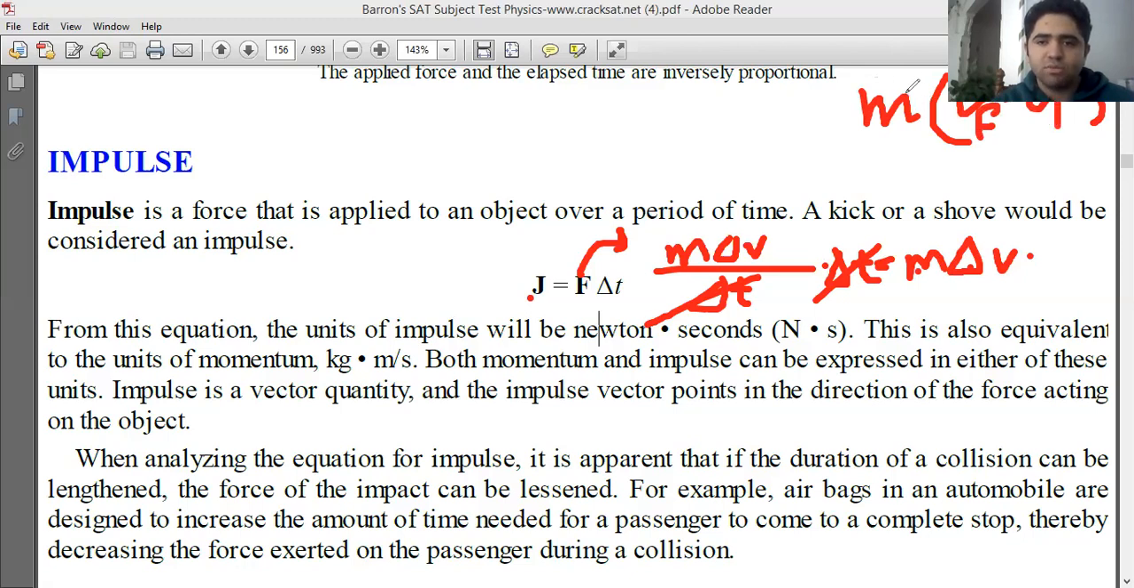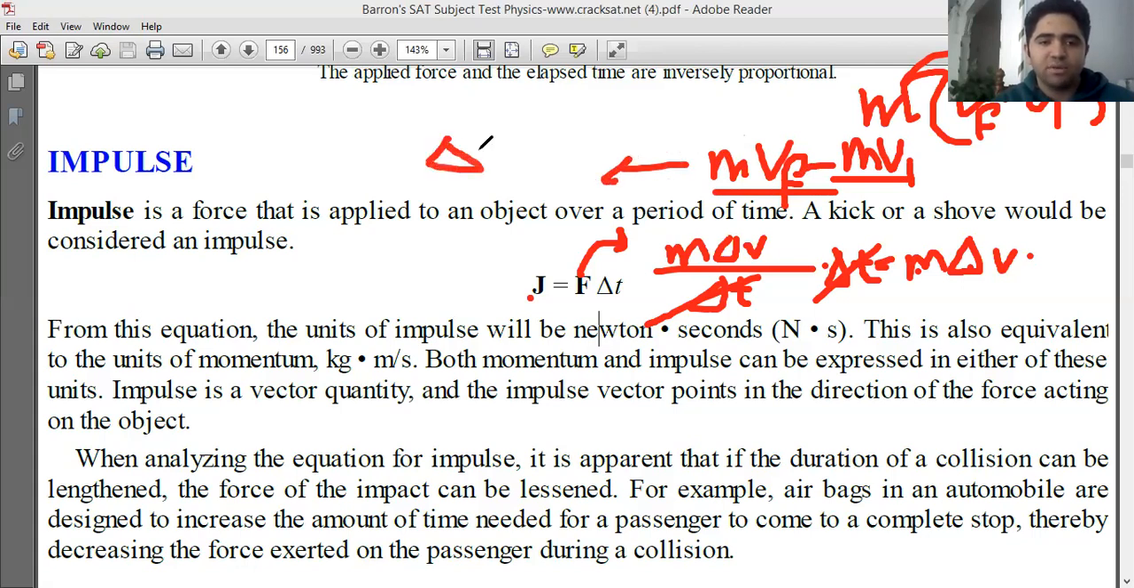right? And so we will input the m on either side until we get m vf minus m vi. And so that's a momentum, right? And that's a momentum. And so what we can say is m vf minus m vi, that is called delta p. What is delta p? Change in momentum. And so impulse equals change in momentum equals delta p equals m vf minus m vi.